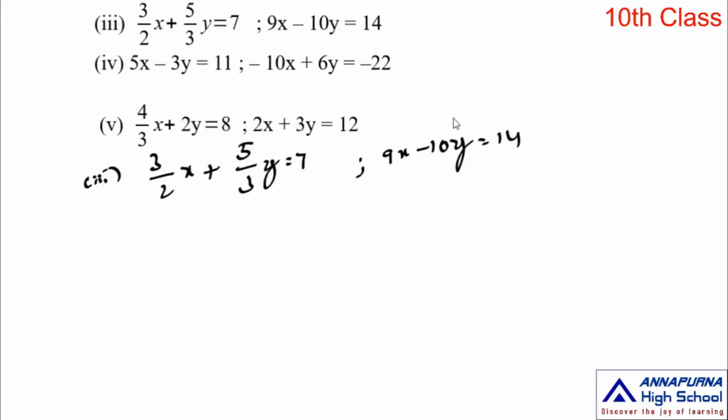Okay, so before comparing these two equations to the general form of pair of linear equations, first you simplify the first equation. Why? Because in the first equation the coefficients are rational numbers, they are in p by q form. Better to change those coefficients to integers. If the equation has integral coefficients, it is very easy to calculate and very easy to find the solution of that equation. So first, better to change these rational coefficients to integral coefficients.